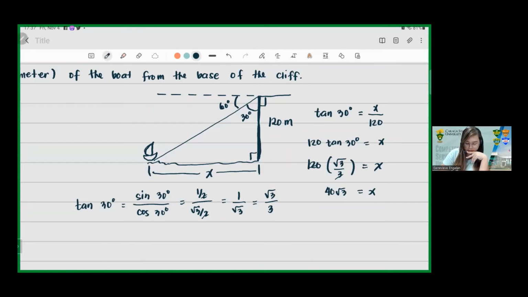Okay, so you have x is approximately, kung ato siyang i-convert to decimal, so that is 69 meters.